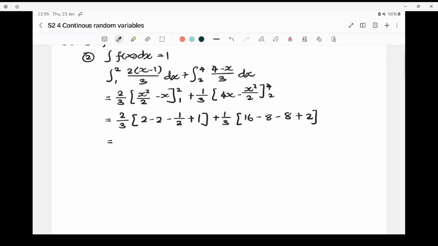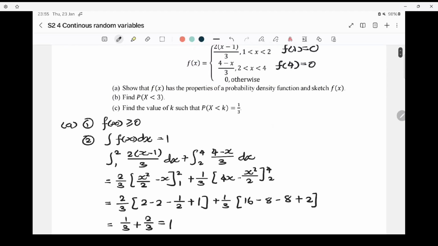So the first part, this one cancels off, and then 1 minus half, you get half. Half you divide by 2 over 3, so you would get 1 over 3. Second one, you have 2 over 3. So this is 1. So now you prove it.